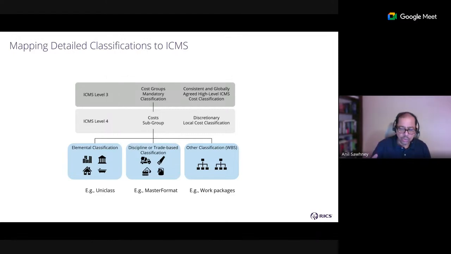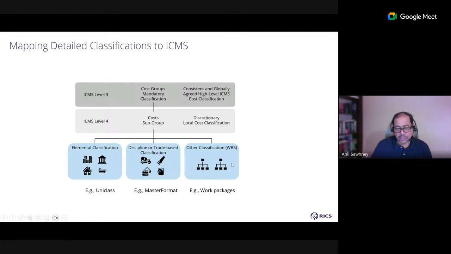So that if in India you're using maybe a trade-based classification, and in the UK, the predominant one is an elemental classification system, for example, using Uniclass, you are still able to, at the high level, maintain the same map. So that everyone reports, you can have not only regional, national benchmarks, but you can have global benchmarks also.